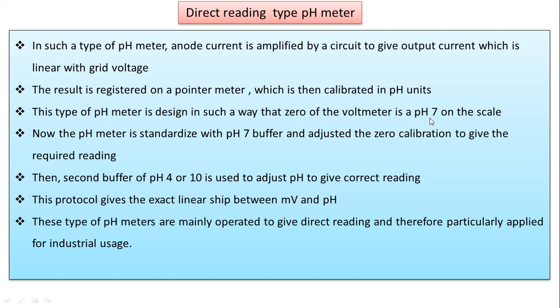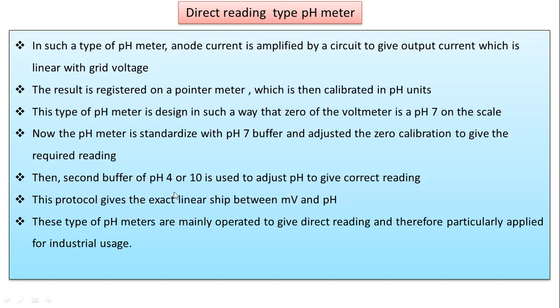So we consider pH 7 as neutral, but in this pH meter, it is designed in such a way that the zero of the voltmeter is actually pH 7 on the scale. Now the pH meter is standardized with the pH 7 buffer, and ultimately it is adjusted to the zero calibration to give the required reading.